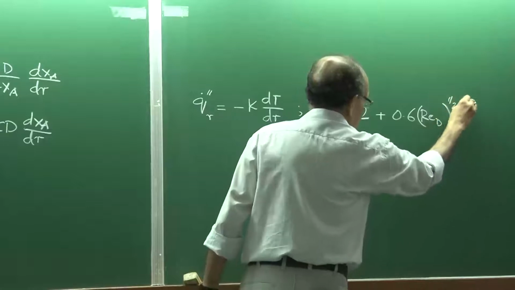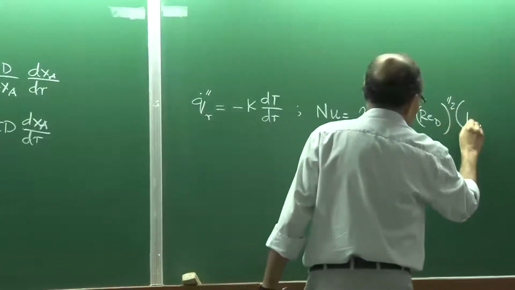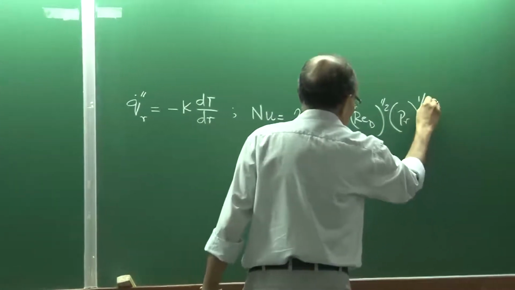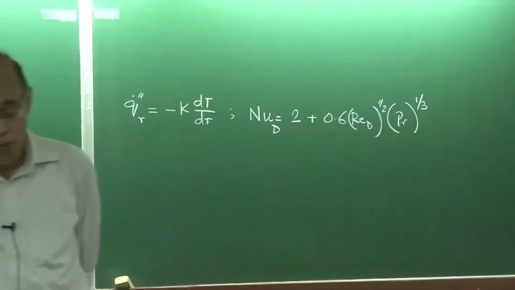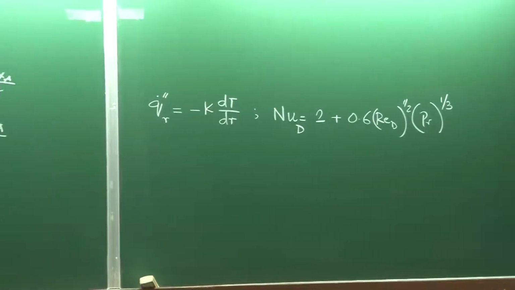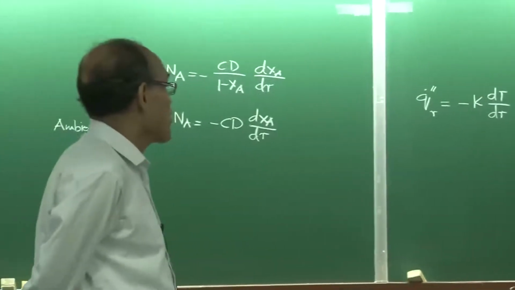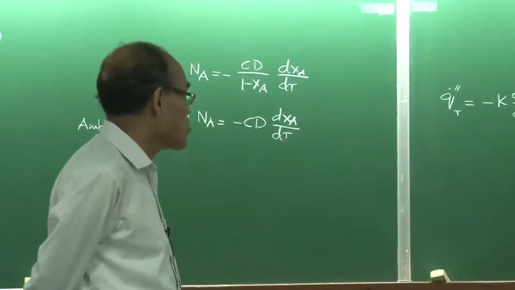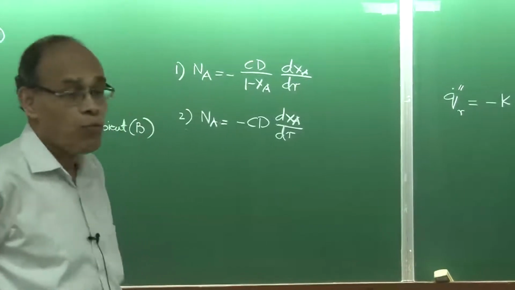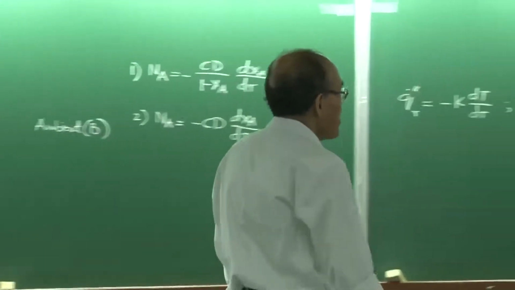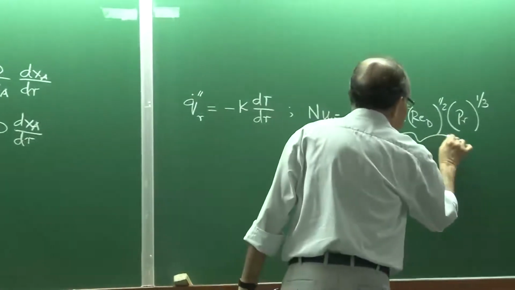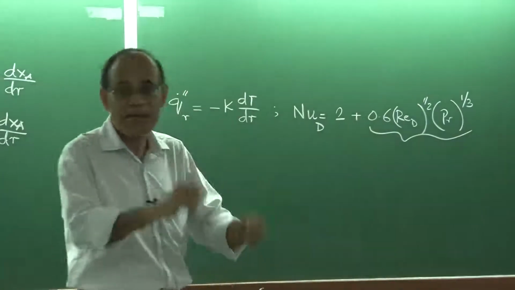The equation, I hope you remember, is a very important forced convective heat transfer correlation in spherical coordinate system, popularly known as the Ranz-Marshall correlation. This additional component comes when there is a fluid motion in the system.